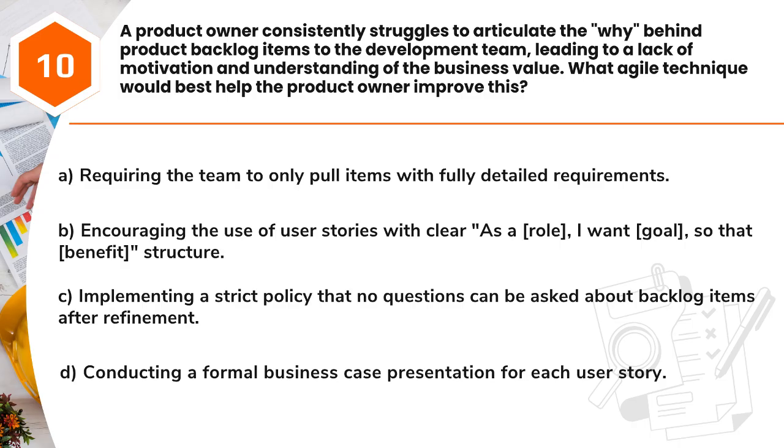Question 10. A product owner consistently struggles to articulate the why behind product backlog items to the development team, leading to a lack of motivation and understanding of the business value. What agile technique would best help the product owner improve this? A. Requiring the team to only pull items with fully detailed requirements. B. Encouraging the use of user stories with clear "As a role, I want goal, so that benefit" structure. C. Implementing a strict policy that no questions can be asked about backlog items after refinement. D. Conducting a formal business case presentation for each user story.